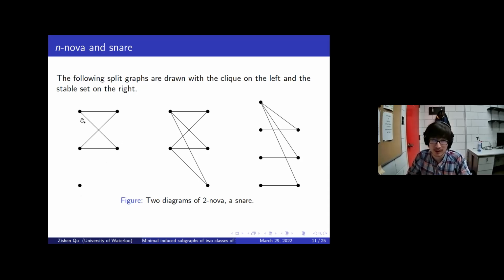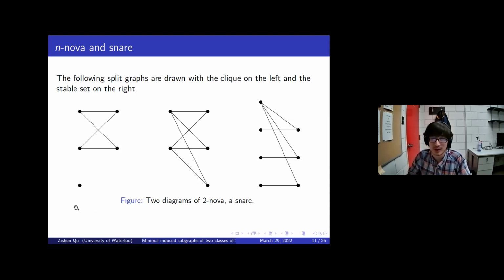So this is a 2 nova because, well, there's a 4 cycle there. If you go through the edges, just look at the top 4 vertices. There's a 4 cycle, and also the left 2 vertices are a clique, and then you have a vertex in the bottom that connects to that clique. So that makes it a 2 nova by construction. This one's also a 2 nova, so that's the center one, because you just do the same thing. You get this 4 cycle, you get the clique, and you get a vertex, but this time in the stable set that connects the entire clique. It's just a different drawing of it.